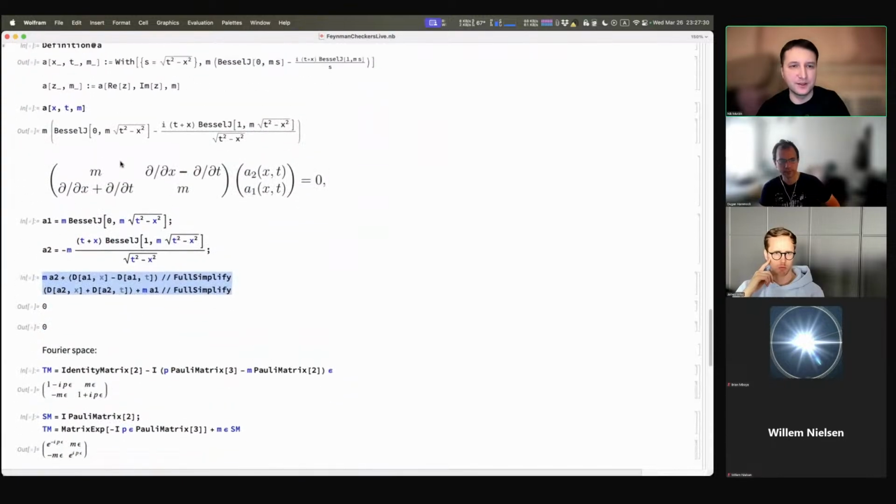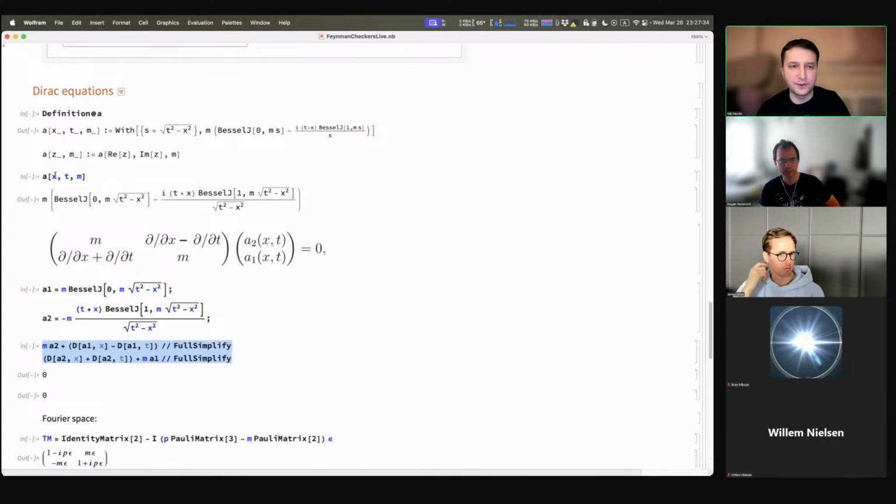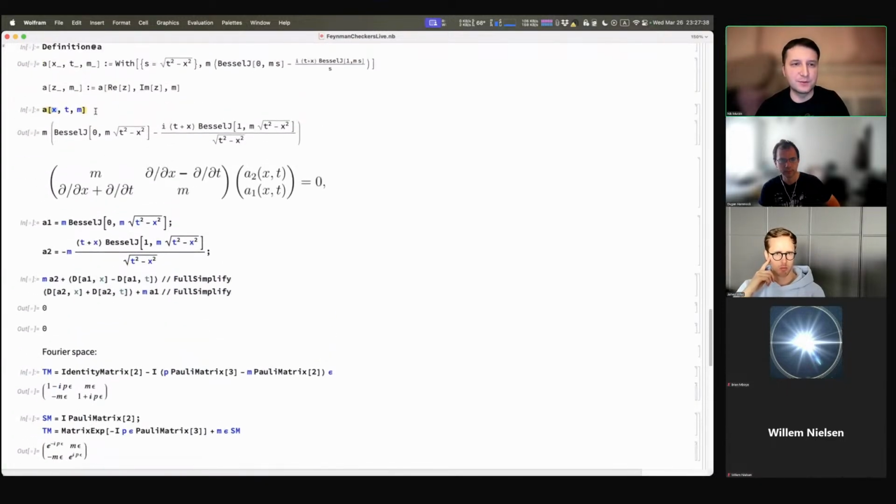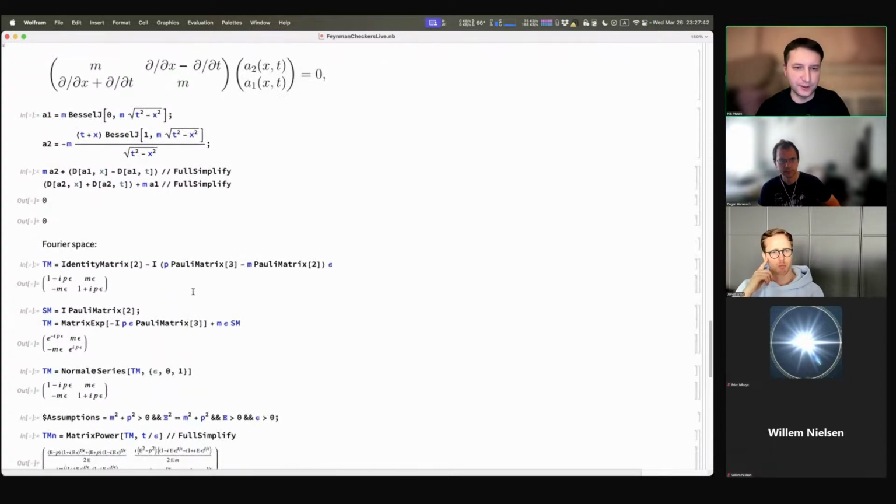So here it's a space of amplitudes. So that's like a space coordinate in position. So it's an amplitude defined by position and time. But you can also Fourier transform it.